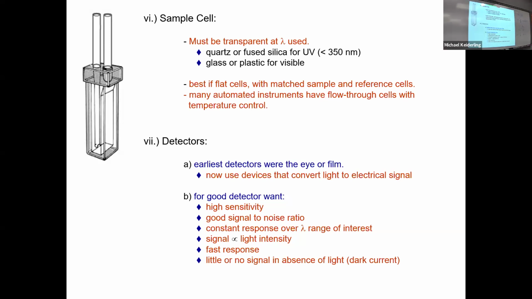And then we have detectors. The earliest detectors were the Mark I human eyeball or film. We now use devices that convert light into electrical signals. For a good detector, we want very high sensitivity, a good signal to noise ratio, a constant response over the wavelengths of interest. It's unfortunate if your detector responds more to certain wavelengths than others. You want the signal to be proportional to the light intensity. You want a fast response. You don't have to wait forever. And little to no signal in the absence of light, what's called dark current.